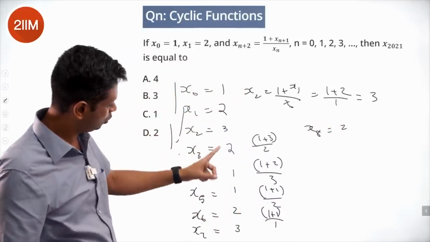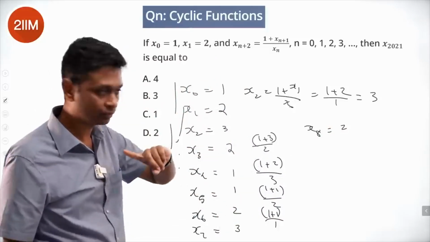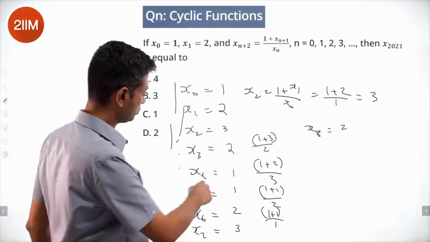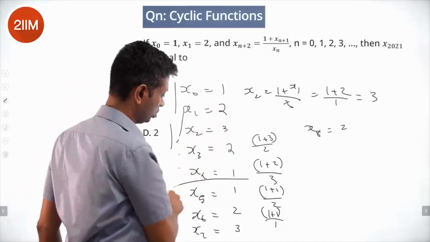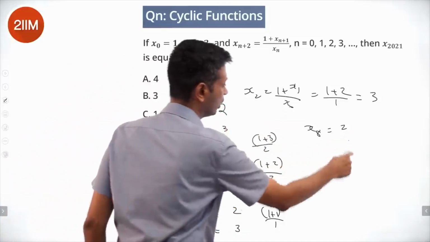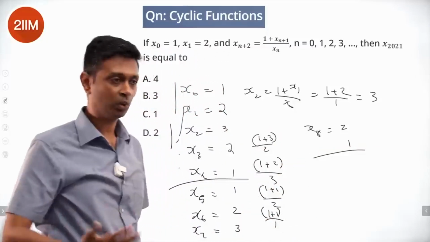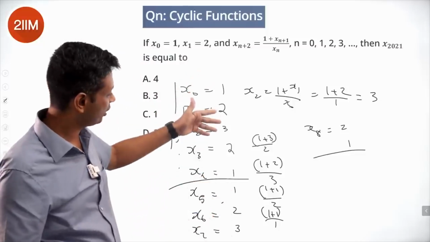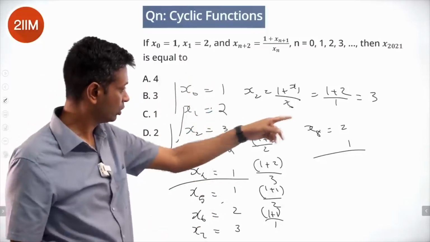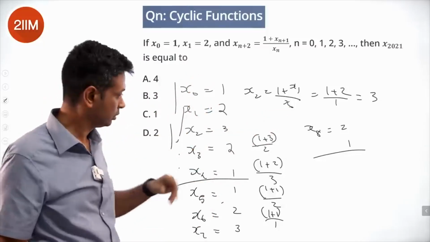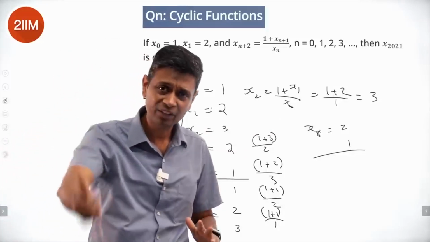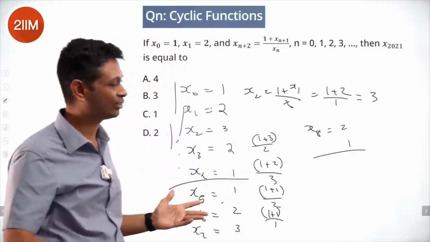1, 2, 3, 2, 1, 1, 2, 3, 2, 1, and so on. The moment I have a 1, 2, everything else will repeat. A 1, 2 generates a 3, a 2, 3 generates a 2. A 3, 2 will generate a 1. A 2, 1 will generate a 1. So the moment 2 elements repeat, everything will repeat after that. So this goes in cycles of 5.